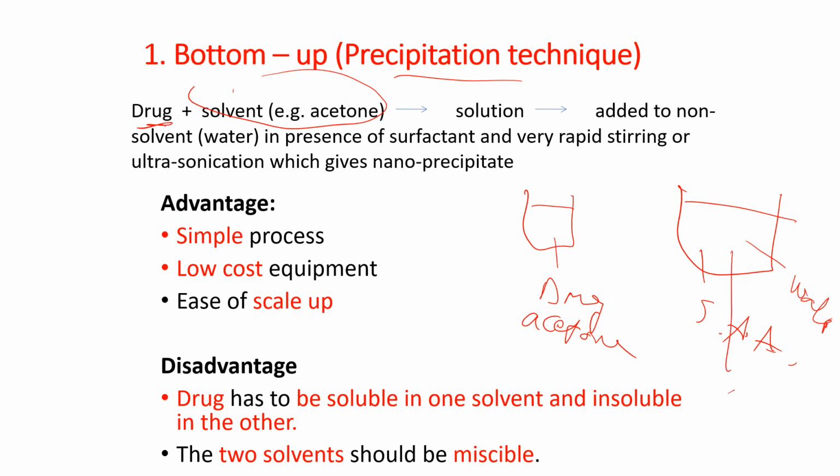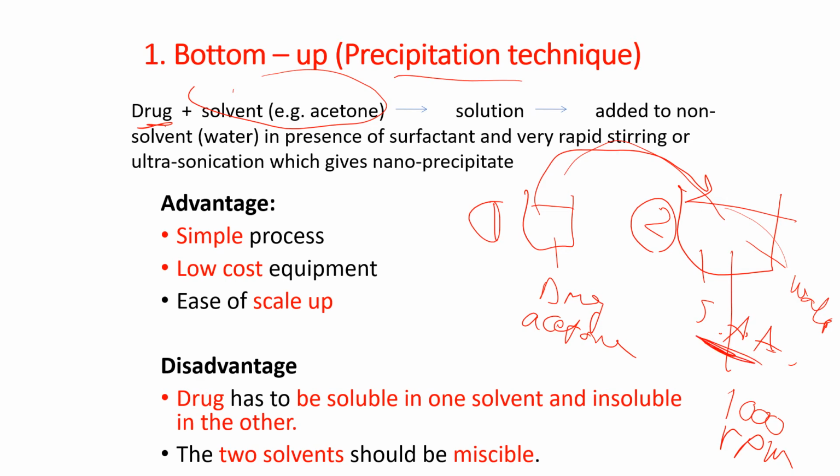Stirring should be very high, not less than 1000 rounds per minute. And then you add the drug dissolved in acetone, adding beaker number 1 to number 2. By adding the drug to the water containing surfactant, salting out will happen. The drug will precipitate, but this precipitation will lead to formation of nanoparticles because of two factors: mainly the presence of a high concentration of surfactant and the presence of strong stirring at 1000 RPM or more.